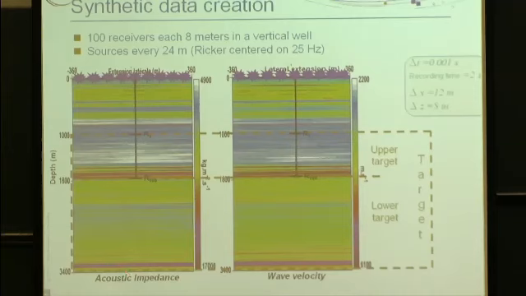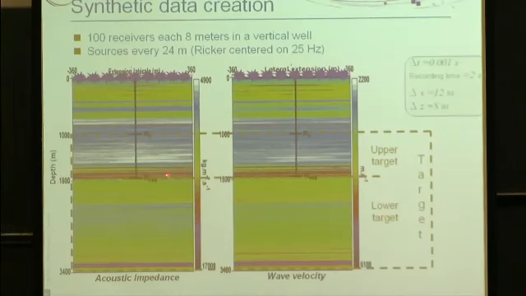So you see that we have chosen models that present gentle lateral variations, but strong heterogeneity vertically. In this model we have placed 100 receivers every 8 meters in a well from 1 kilometer to 1.8 kilometers, and we have sources every 24 meters at the surface. Our seismic excitation is a Ricker wavelet centered on 25 Hertz.